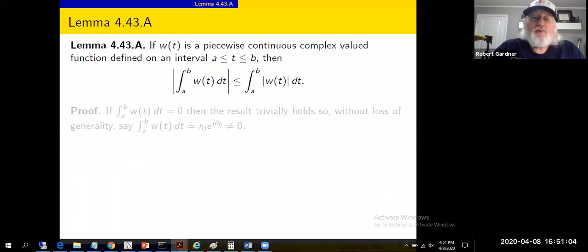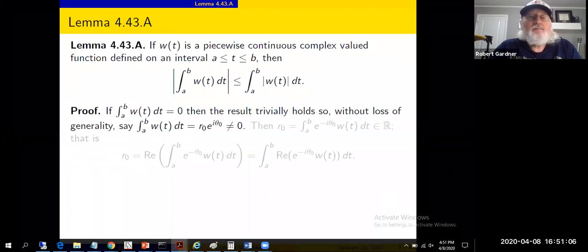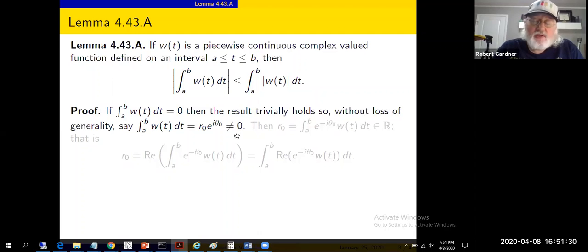All right, so let's go through the proof. First, if that definite integral is 0, certainly this is true. That's how it holds trivially. The left-hand side is 0. Well, 0 is less than or equal to the right-hand side because it's something non-negative. So without loss of generality, we can assume that the integral is not 0. The case for it being 0 is taken care of.